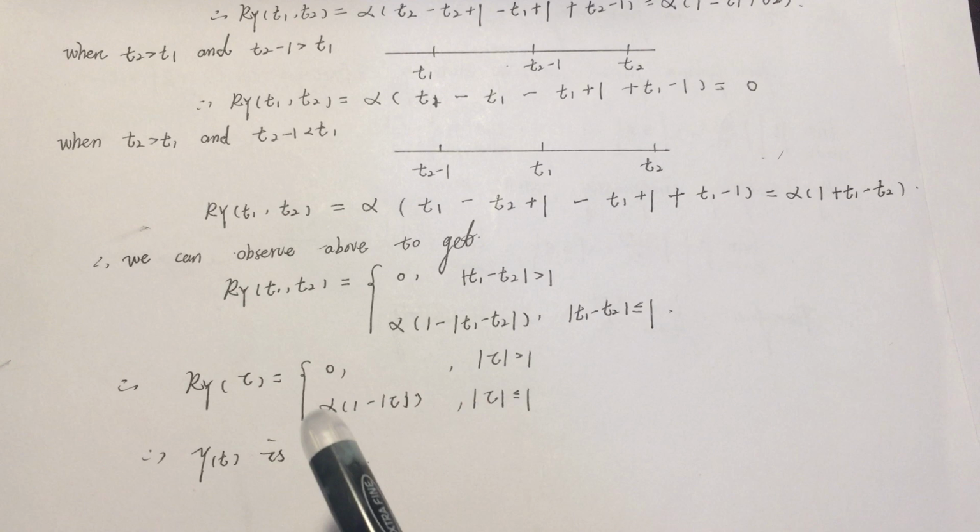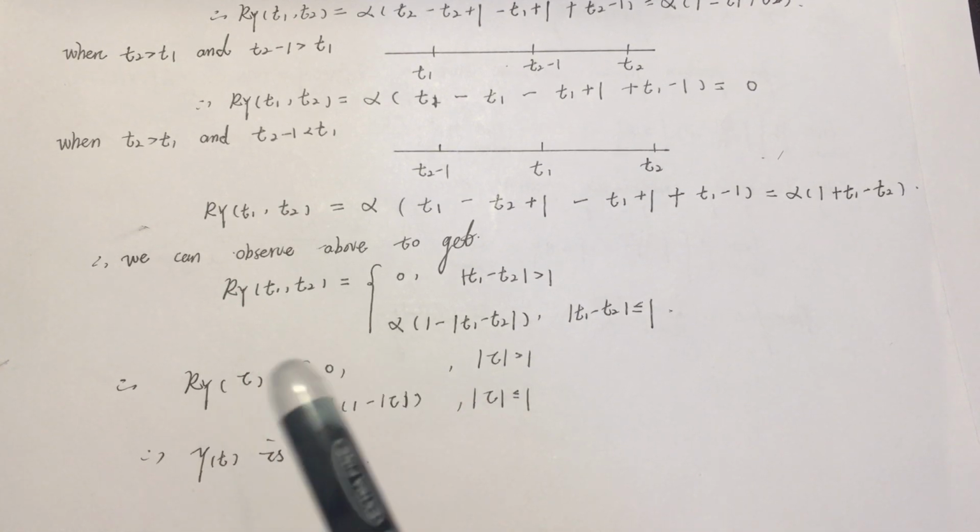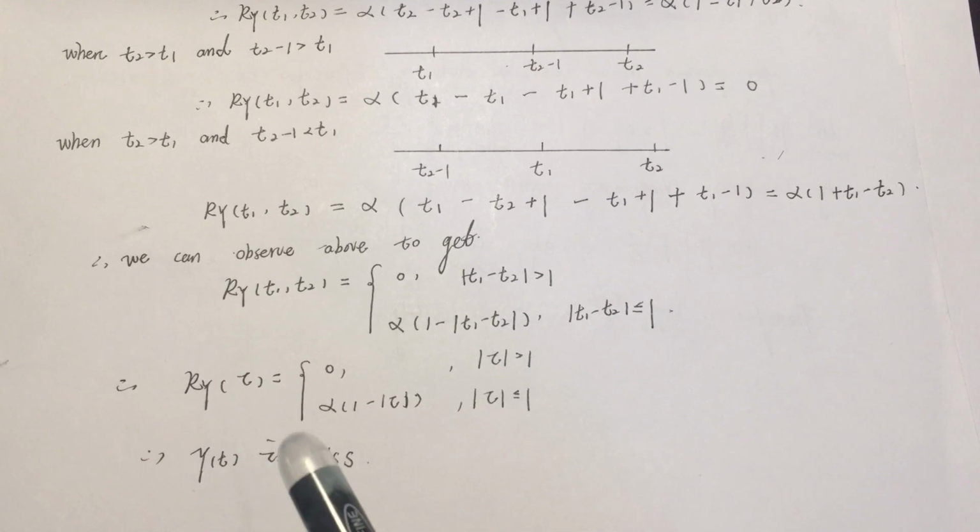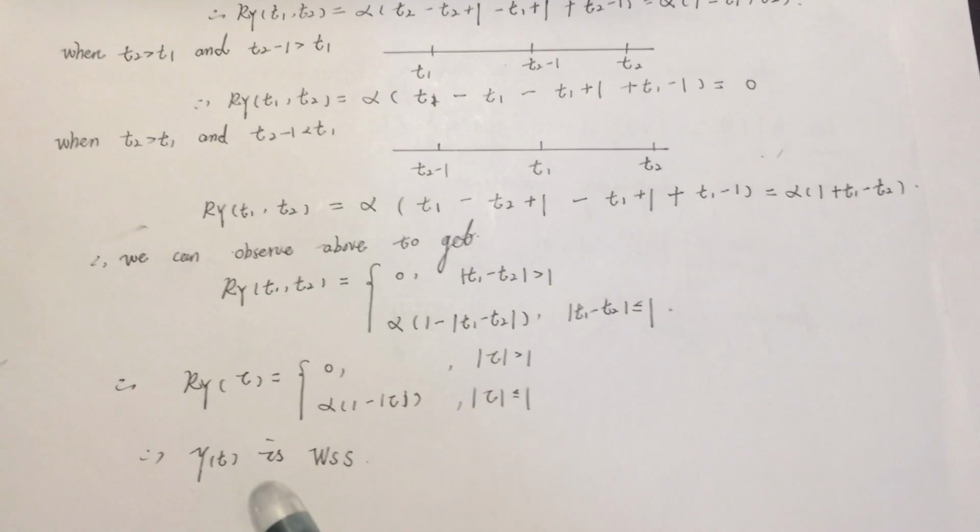Therefore, R_Y(tau) is only related with tau. Therefore, Y(t) is wide sense stationary. So that's question 1.